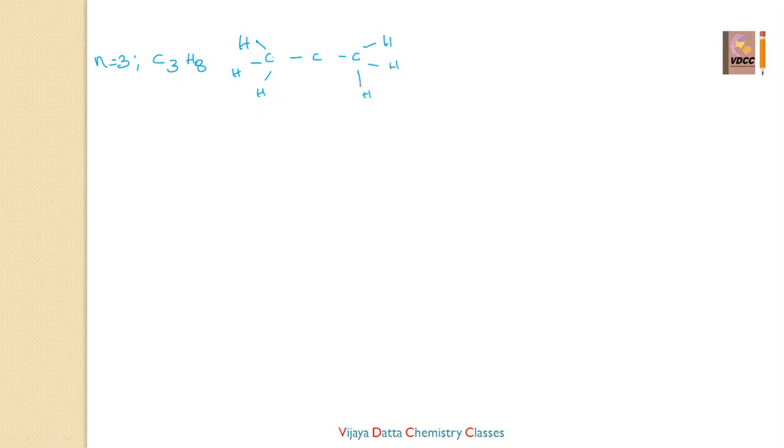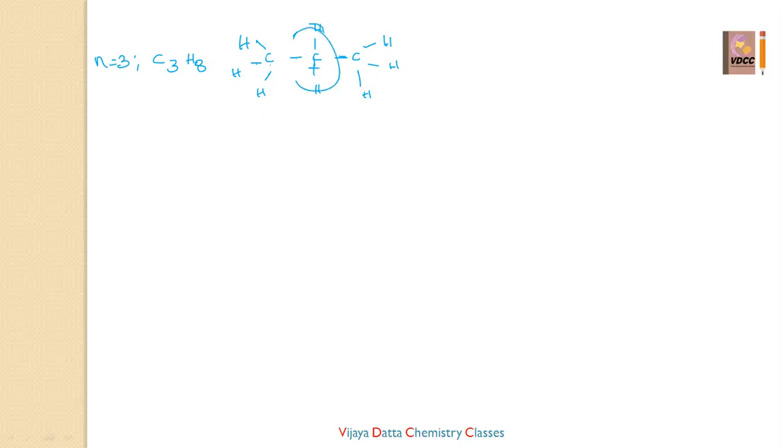Just check these carbons: 1, 2, 3, 4, tetravalency completed. For this carbon, 1, 2, 3, 4, tetravalency completed. Come to this carbon: only 1, 2 completed, so 2 more bonds are required here. So total 1, 2, 3, 4, tetravalency is completed.